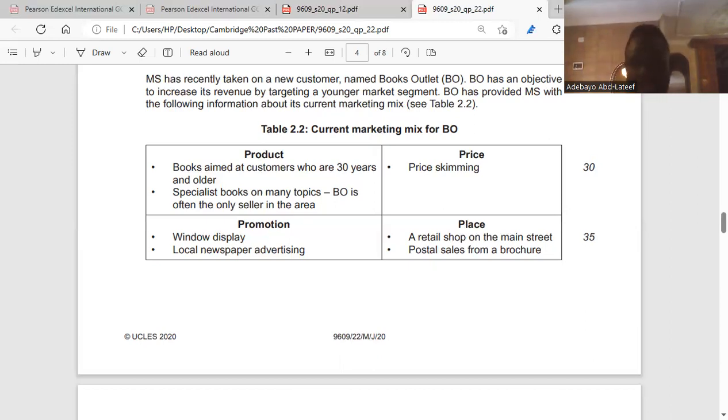Then we go to place. A retail shop outlet is fine. Postal service is also fine, but you should start thinking about selling online. So here I wrote, the retail outlets are good, but it could develop an online presence for the younger audience. Clear, right? Very clear. Any questions? No. Okay. So this is business.